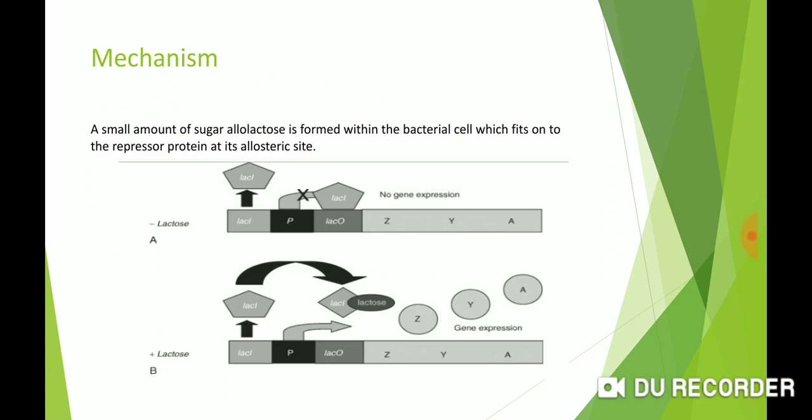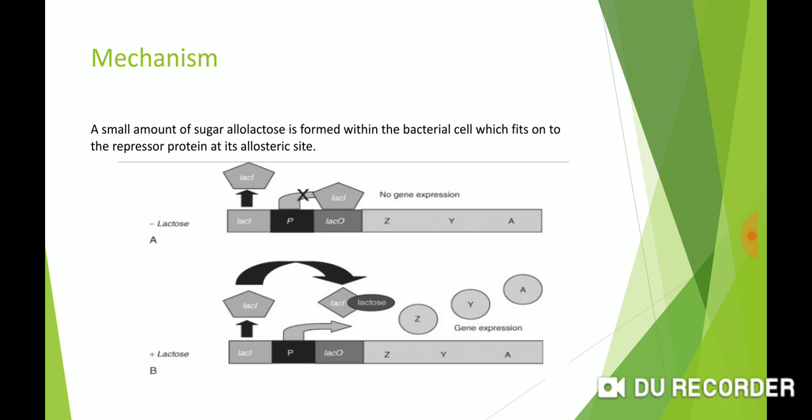Now, coming to the mechanism, a small amount of the sugar allolactose is formed within the bacterial cell, which fits into the allosteric site of the repressor protein. Let's start with this. When lactose is absent, the repressor protein, which comes from the lac I gene, sits on the promoter region of the lac operon, as a result of which no gene expression takes place, or no RNA transcription takes place.